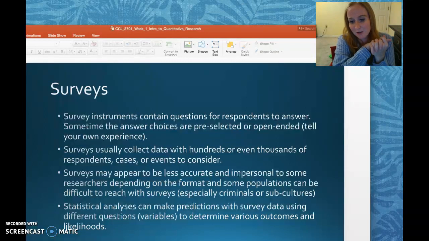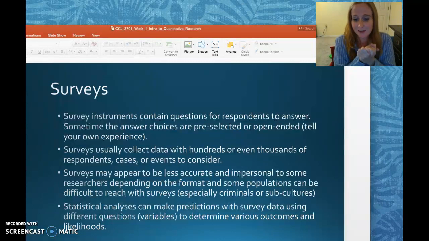Surveys appear less accurate and impersonal to some people, depending on the format and the population, especially criminals or subcultures. So if you go, okay, I'd like to get a random sample of heroin users, please, that's not going to happen. People feel funny revealing who they are. They don't want to self-incriminate or put themselves in danger. It's very difficult to study what I call hidden populations, people on the run, people maybe who are doing illegal things and who don't want anyone to know. So sometimes it's not practical to do a survey with people that are doing those things. You have to be thinking about anonymity and confidentiality.